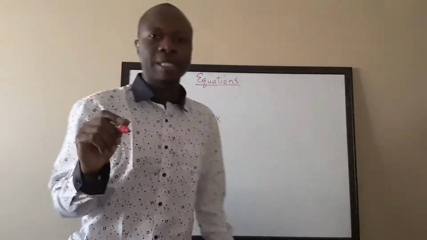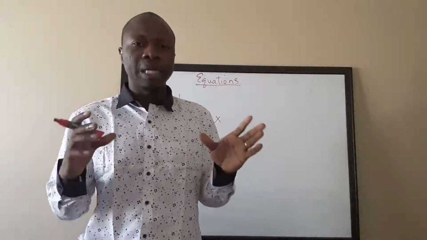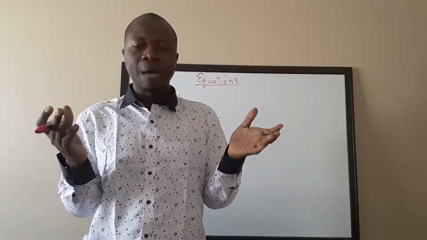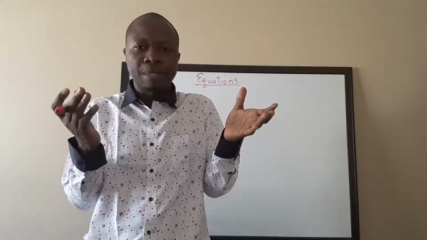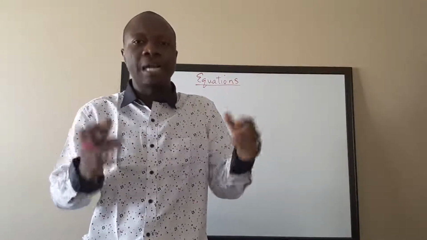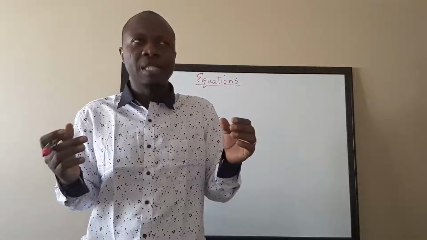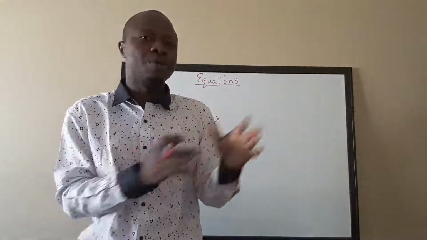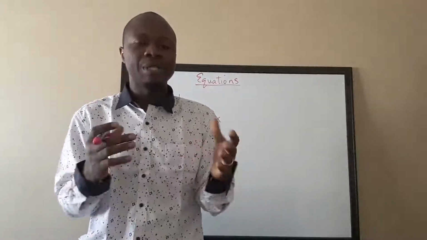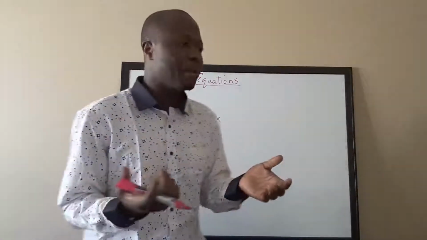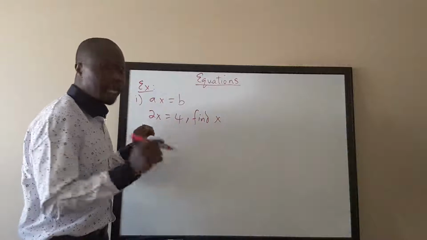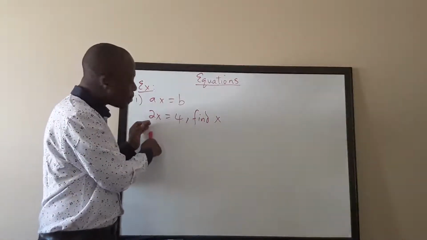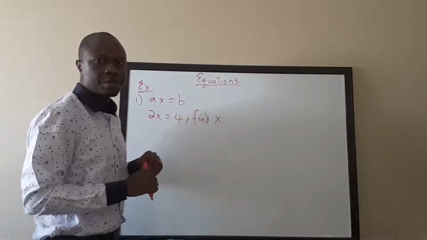Another thing I want to say is that whenever we're dealing with equations, we're dealing with balance. Because we're saying the two sides are equal, if we introduce something new to one side, we must also introduce the same thing to the other side. So if we are introducing division by 2 to the left side, we must also introduce the same thing to the right side.